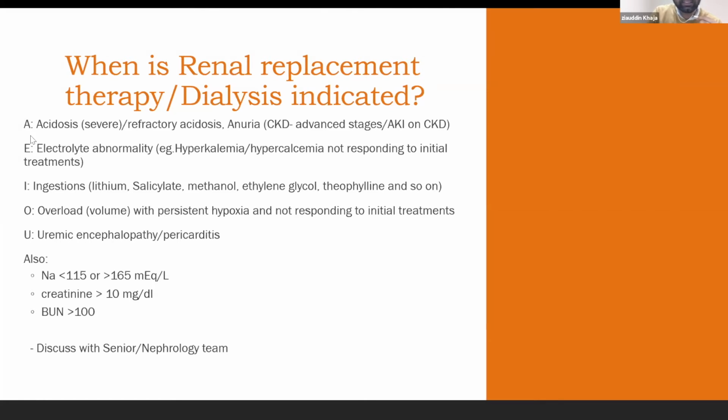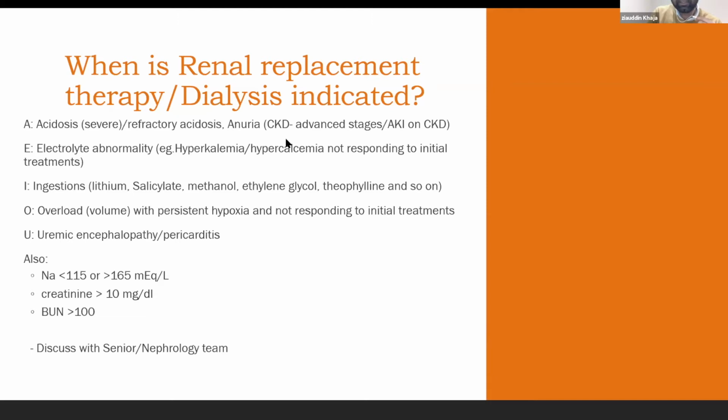So acidosis, especially if it's severe acidosis, like if pH is 7 and it's not treatable. So you're giving sodium bicarbonate and it's still not improving, then you're thinking about discussing with the renal team and then considering dialysis. And then, of course, thinking about what might be causing this. And then anuria as well.